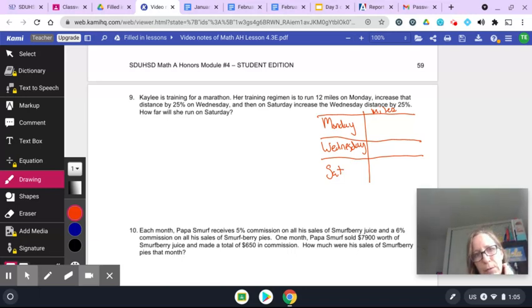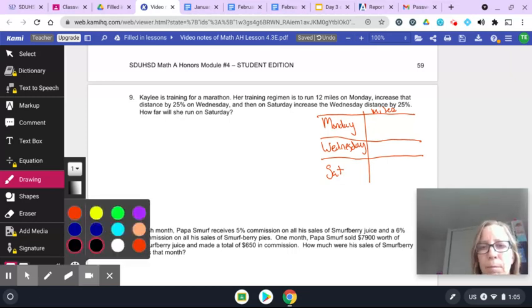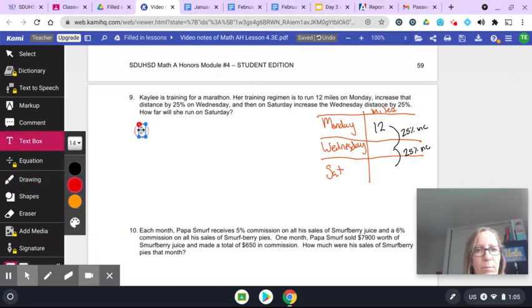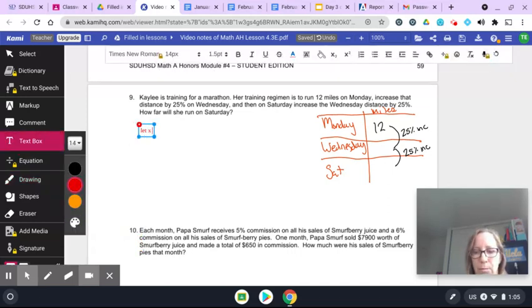Okay, Kylie's training for a marathon. Her training regimen is to run 12 miles on Monday. Got it. Increase that by 25%. 25% increase. And then increase that by 25%. Okay, how far will she run on Saturday? So here our thing is going to be equal to x. So let x equal miles on Saturday. Okay, we first have to take 12 and increase it by 25%.